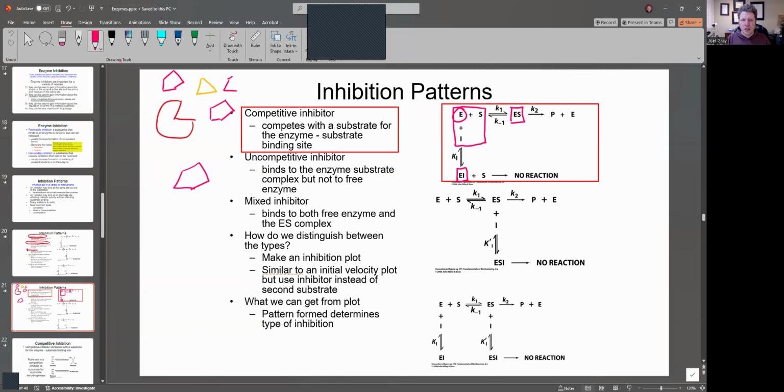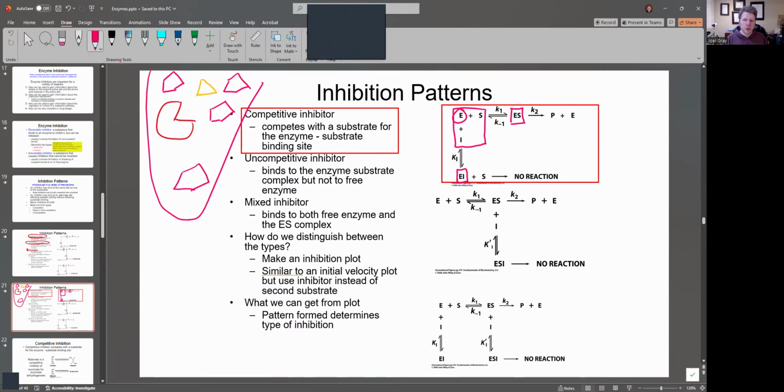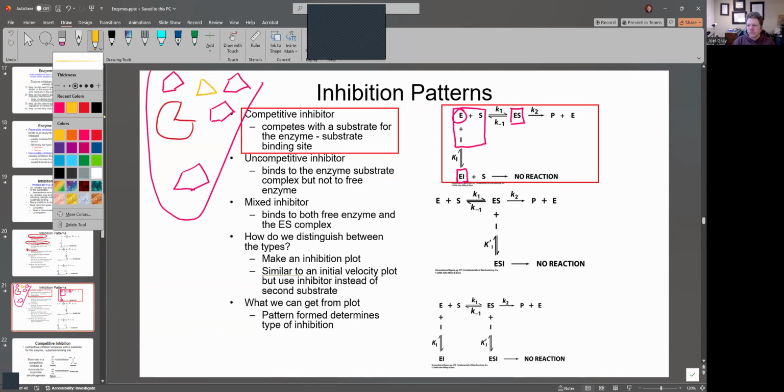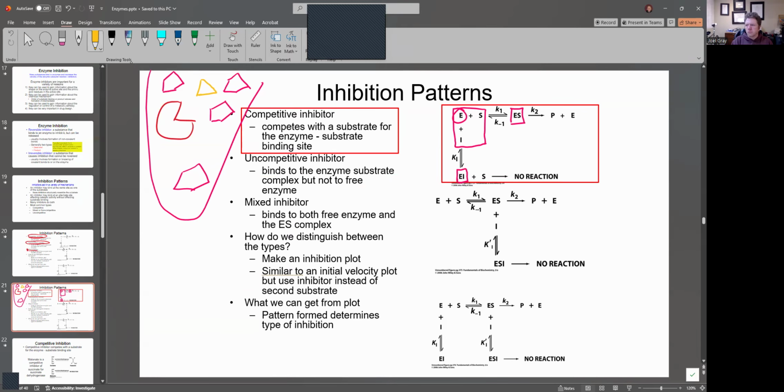If we imagine that the enzyme has an equal affinity for the substrate and the inhibitor, based on what I've got going on in the upper left-hand corner of the screen, what do you think is more likely to form, EI or ES? Add that to the chat. EI.